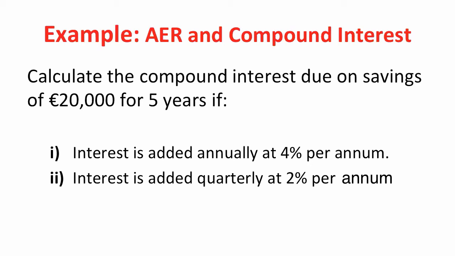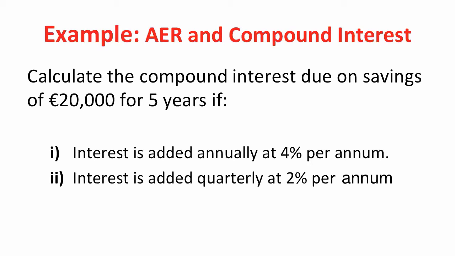If you see this here, you're not going to see "calculate using the annual equivalent rate." You're just going to see what you see exactly in front of you. And what you know here is that interest is added quarterly, or I might say 2% compounded quarterly. Because of that, you have to use the annual equivalent rate.